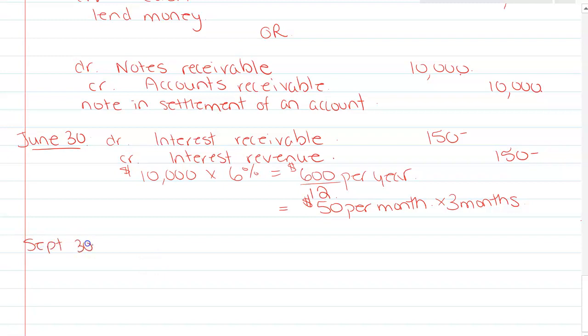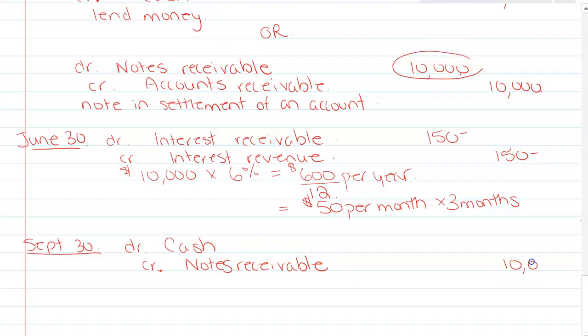So on September 30th, this is when we're going to settle the note. So we definitely know we're going to get cash. So they're going to pay us back that $10,000 plus interest. So once they pay that note, I'm going to credit the notes receivable for this $10,000. So if I credit that, I bring the balance down, and now that's to zero. So that's off my books.